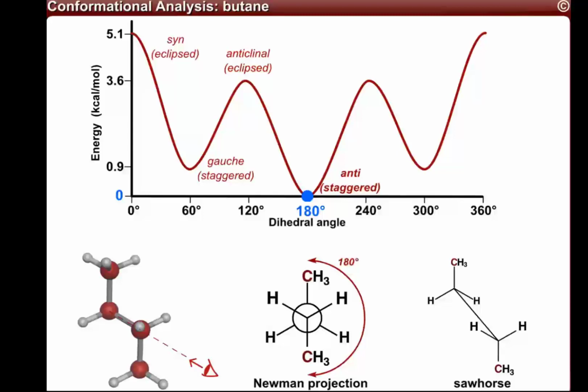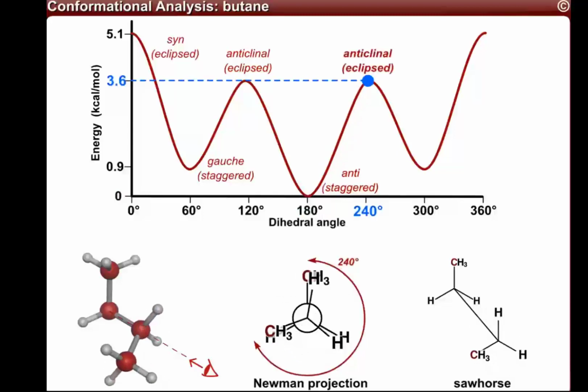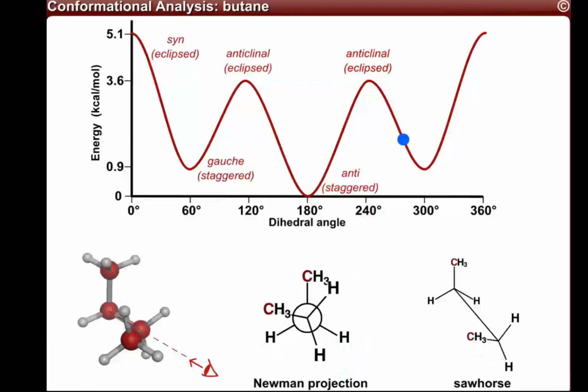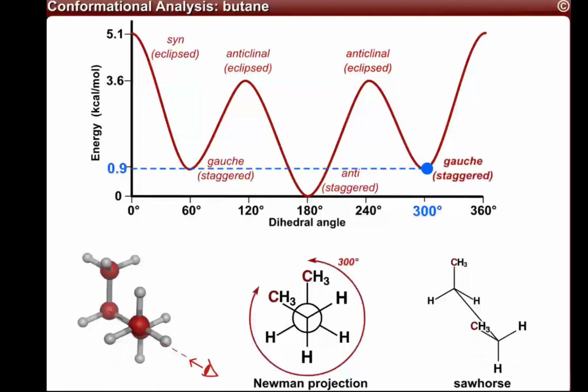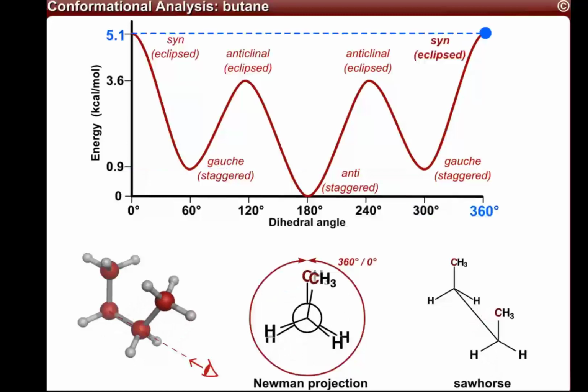Continuing the rotation, we arrive at another eclipse. And again, I think you can probably see that this eclipse is similar to the eclipse at 120 degrees. Therefore, they are of the same energy. We have a further rotation, and we have another staggered. And again, this staggered matches the stagger that occurred at 60 degrees. And then finally, a further rotation back to the original eclipsed conformation.